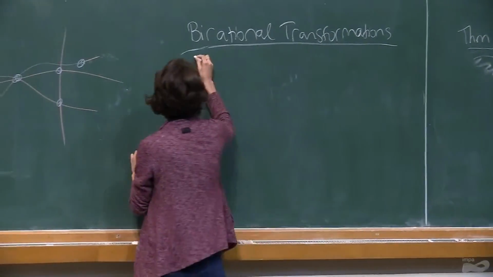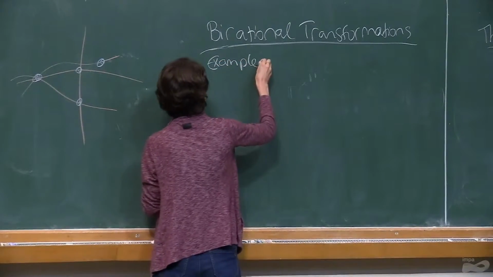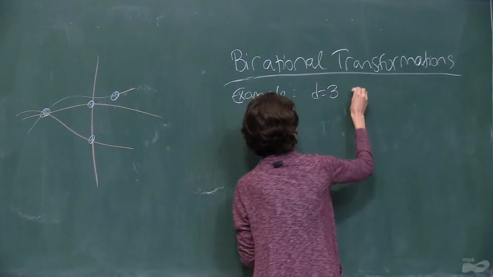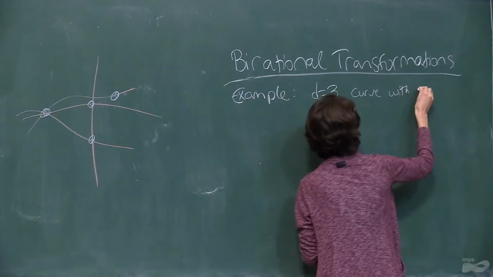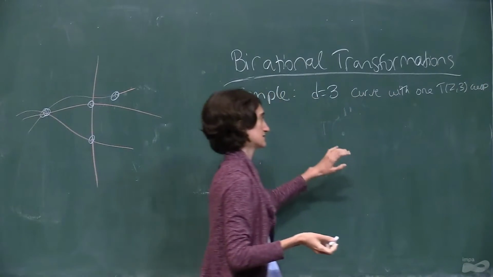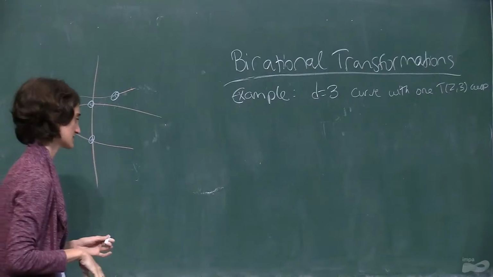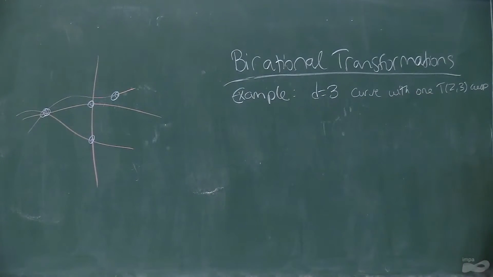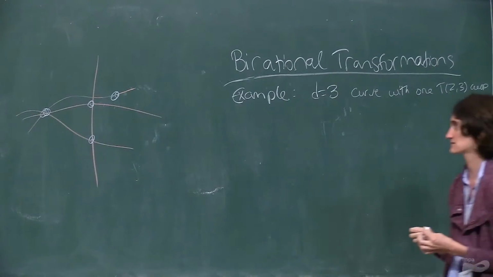So let me do an example of the degree 3 curve with one T23 cusp. I want to classify these up to isotopy. This was actually done in this particular case previously by Ota and Ono, but through a somewhat different technique. And what I'll show you right now is going to generalize to the first infinite family of these with a single singularity. So I'll show you it in this case.